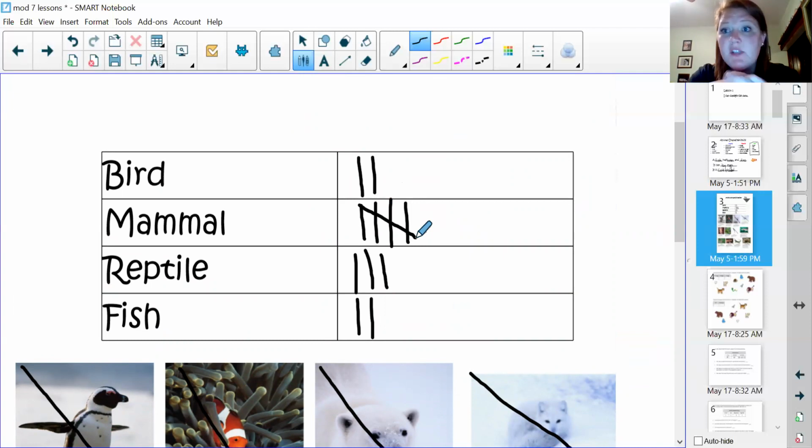Okay. So that's one way where we can collect data, is we can make a graph using tally marks. The reason why I showed you guys this is because you're going to be creating a graph or a chart just like this using tally marks.